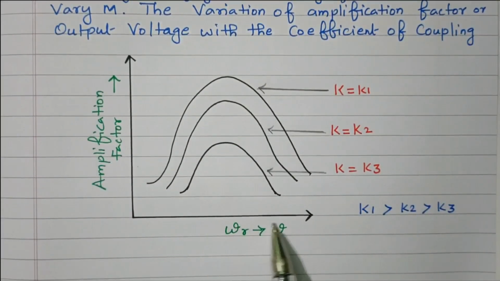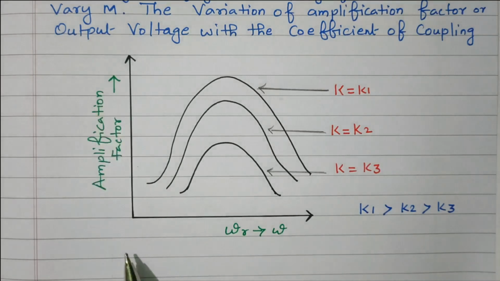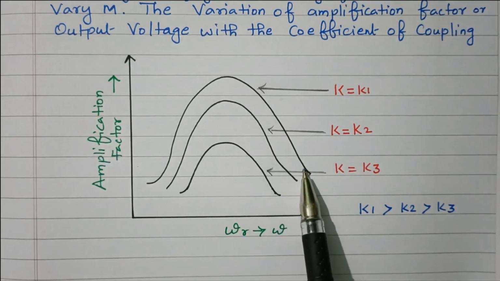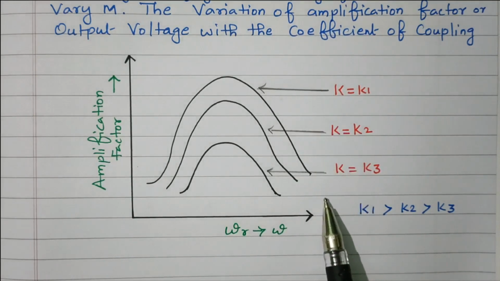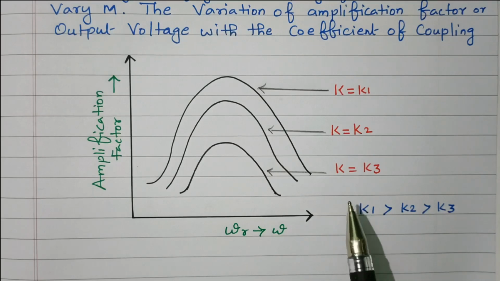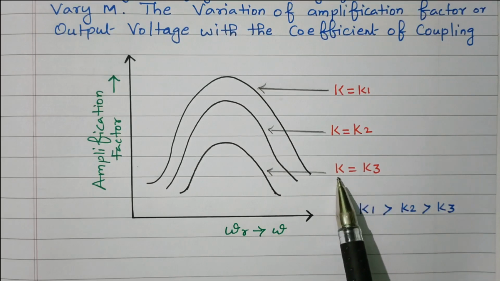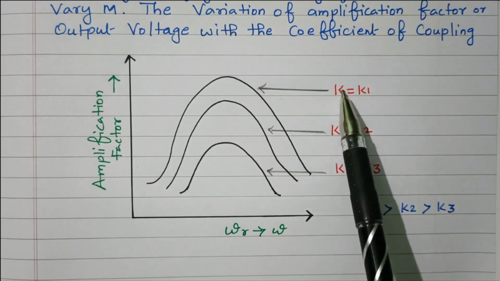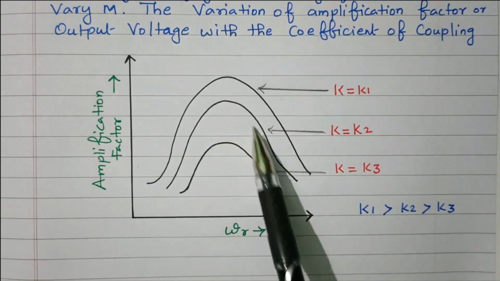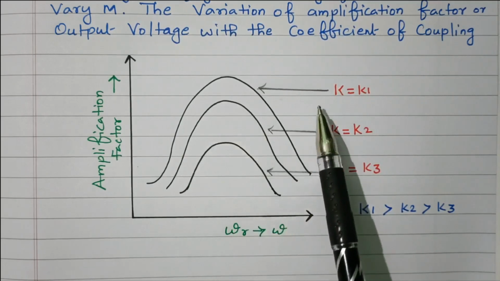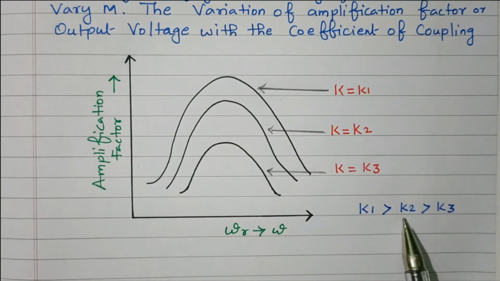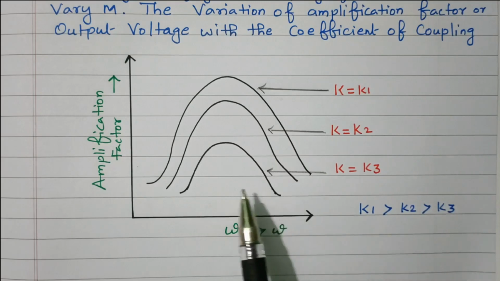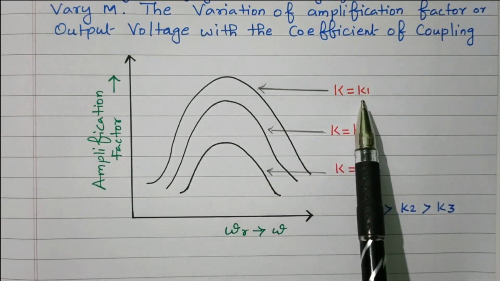So x-axis is the resonant frequency, y-axis amplification factor. This is for different coefficients of coupling, right? These maximum values depend upon the mutual inductance M, but mutual inductance is based on the coefficient of coupling. So for the different values of coefficient of coupling, the graph is obtained. K equal to here K1. K1 is maximum. K2 is less than K1. K3 is less than K2. So accordingly, we got the amplification also. K1 is the maximum value.